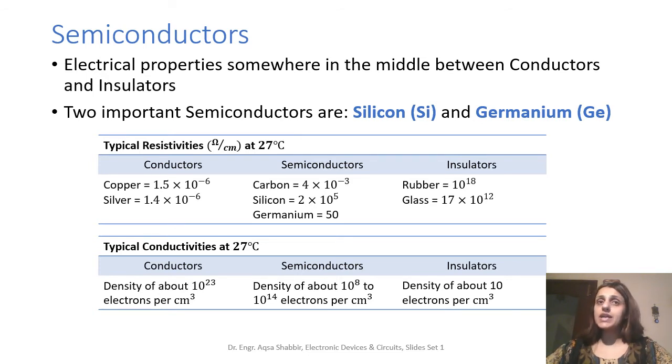Now, the reverse trend could then be seen with conductivities. The conductivity of conductors is very high, followed by semiconductors, and then finally insulators, whose conductivity is very low.